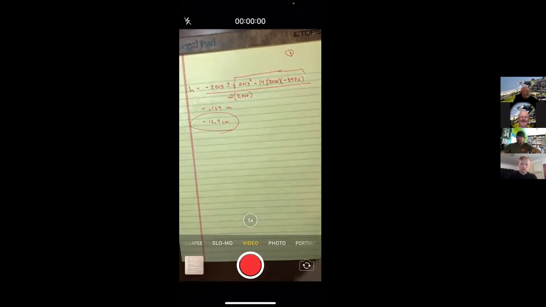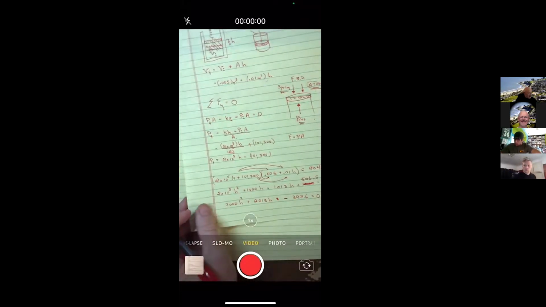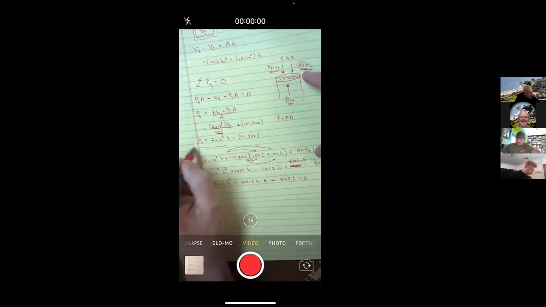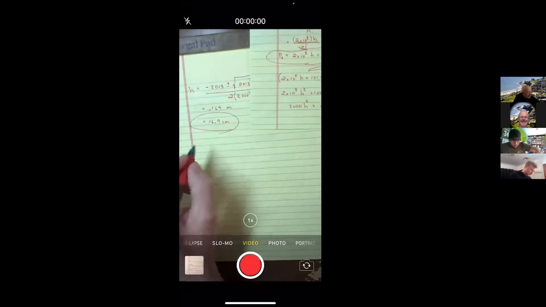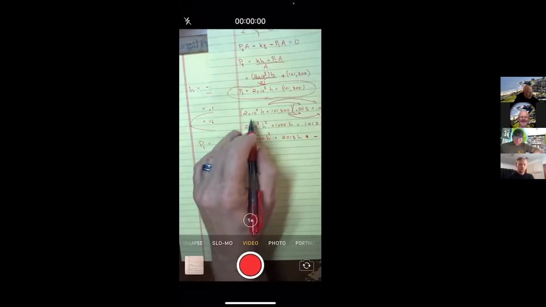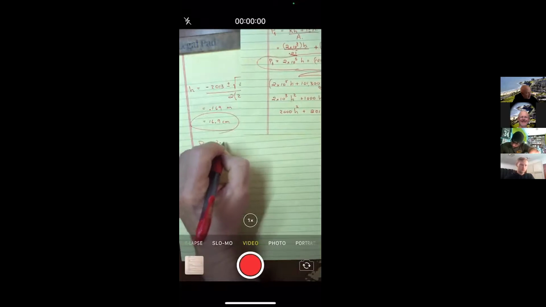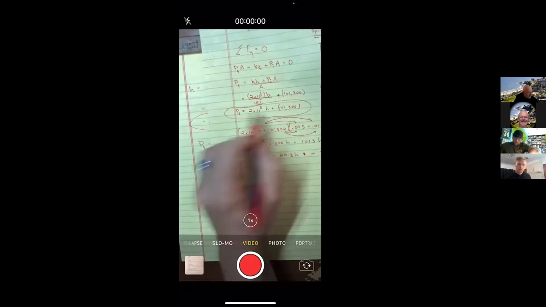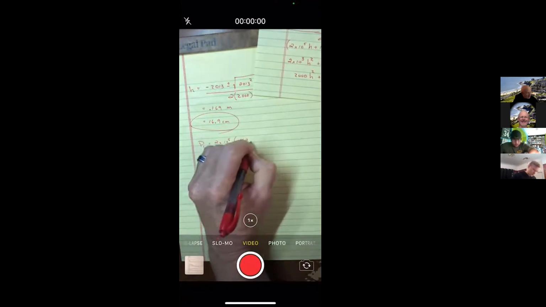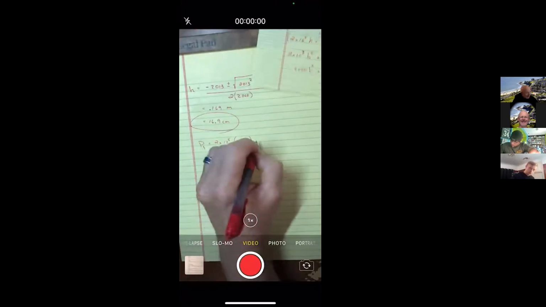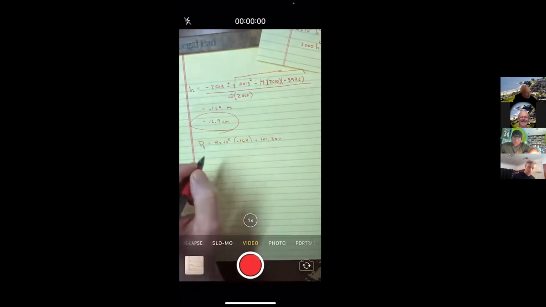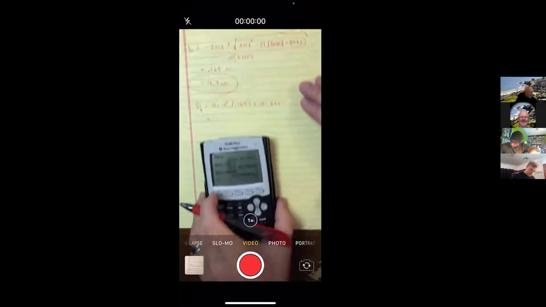Anyways, I don't think I finished the problem because there was a part B, wasn't there? What is the pressure of the gas? That should be pretty straightforward now because we had this equation on page 2 that we worked out for the final pressure. So this would be 2 times 10 to the 5 times the height, 0.167 in meters, plus the 101,300. So we've done the hard stuff.